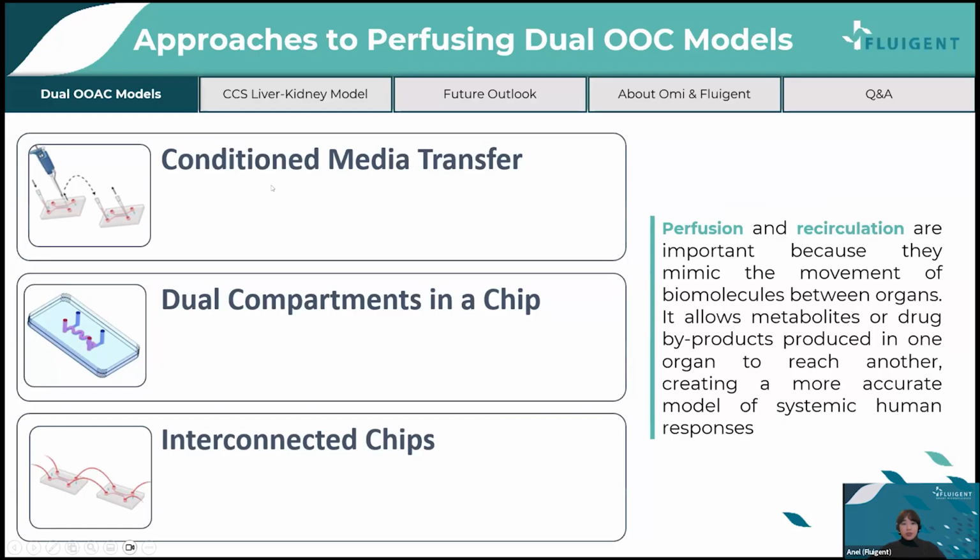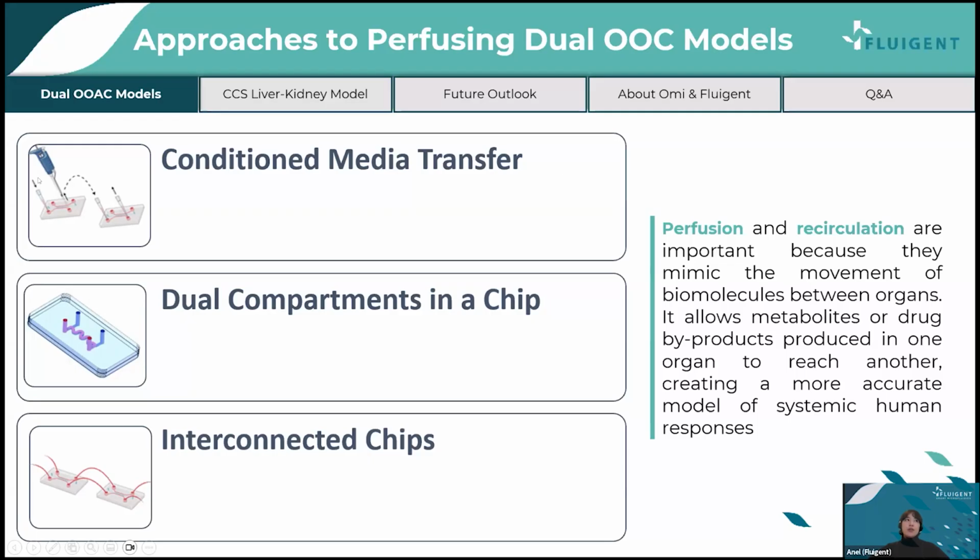And we have different approaches, different configurations that this can be done. So you can see here the conditioned media transfer, the dual compartment chips. Here you can see the image of a gut-on-chip model designed in Institut Pasteur Lille by the group of Alexandre Grassard. So there are two different compartments that can be perfused at the same time or one at a time. There is also a manual conditioned media transfer.